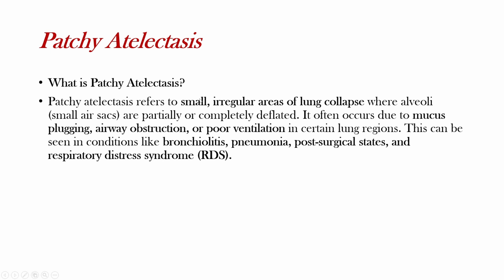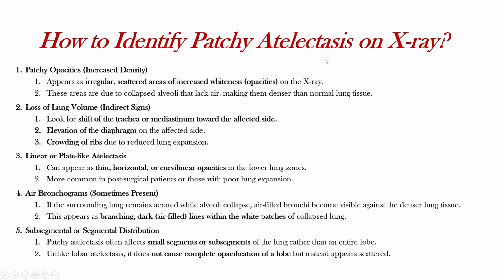So what is it first of all? It is small irregular areas of lung collapse where the alveoli are partially or completely deflated. It often occurs due to mucus plugging, airway obstruction, or poor ventilation. And this could be seen in bronchiolitis, pneumonia, post-surgical states, and respiratory distress syndrome. So how to identify it?